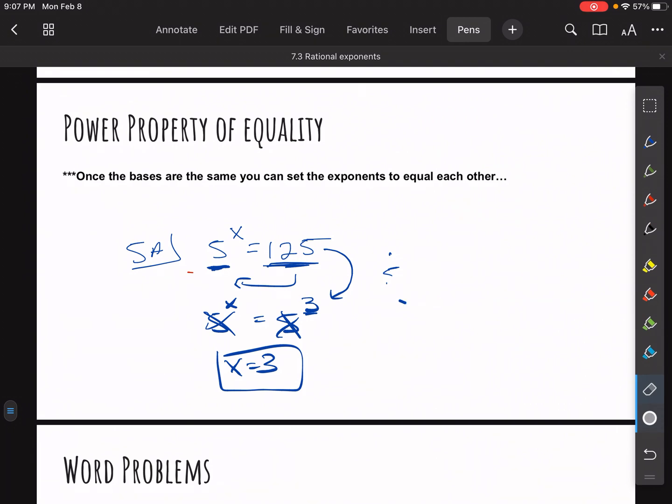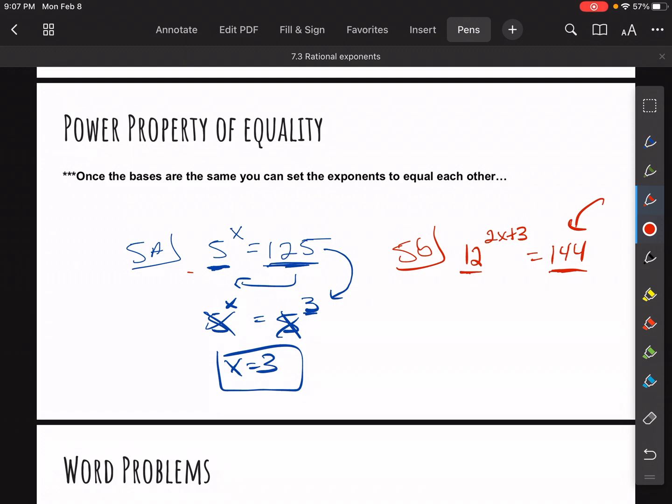This is 5b, which I prefer you have in your notes as well. For 5b, we'll do it in red here. For 5b, the example is 12 to the 2x plus 3 is equal to 144. So again, I'm trying to get my bases to be the same. This one's the smaller one. Let's try to get this one to be 12. So can I write this as a base 12 to some power? And yes, you can. Hopefully you recognize this actually, that this is 12 to the second power.